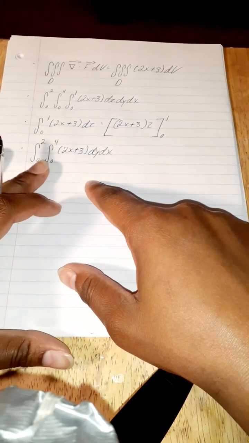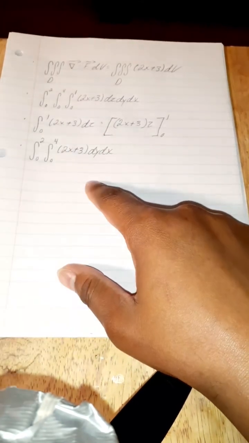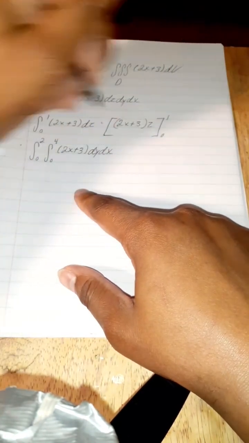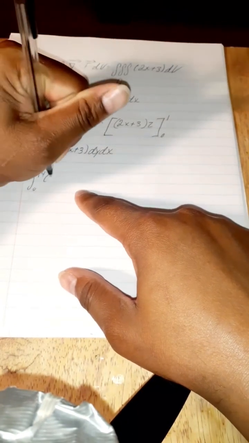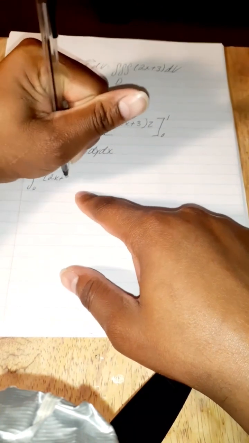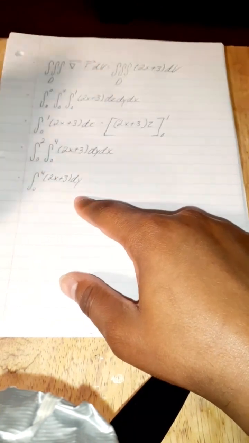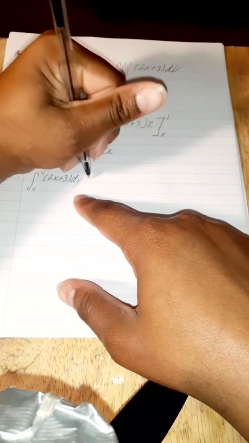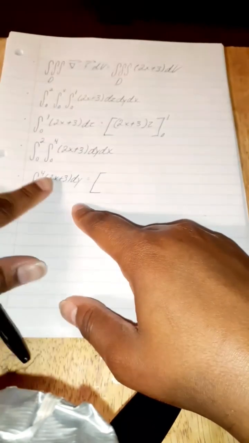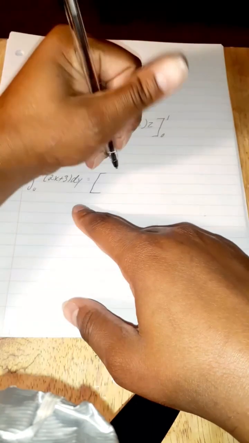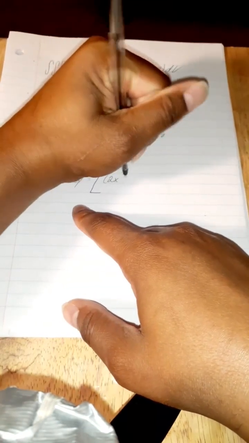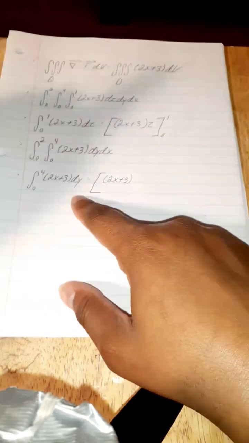So now we need to evaluate from 0 to 4. We need to integrate with respect to y now. So from 0 to 4, we got 2x plus 3. This time it's going to be with respect to y. So again, as you can see, there's no y contained anywhere in here. We're treating x as a constant, so everything here is treated as a constant. So 2x plus 3, and it's going to be multiplied by y, and it's going to be evaluated from 0 to 4.